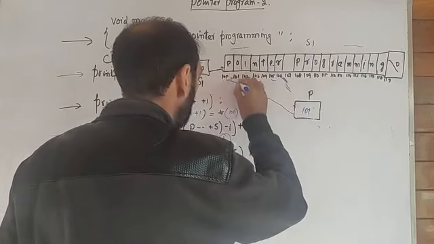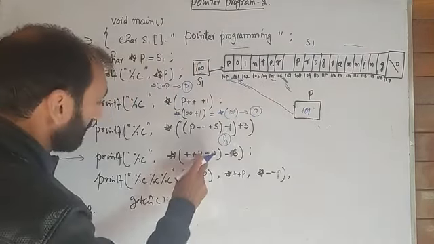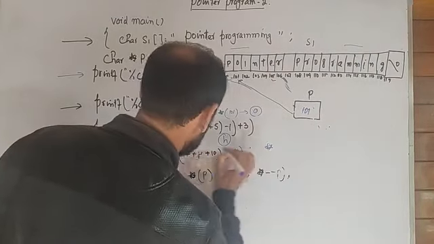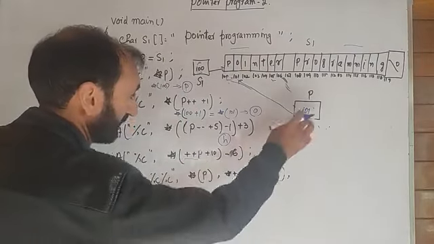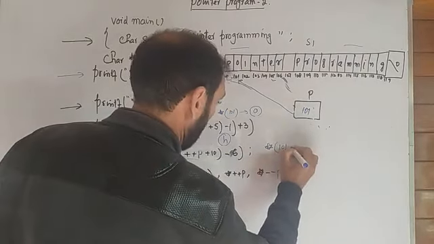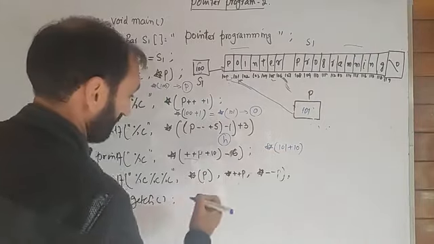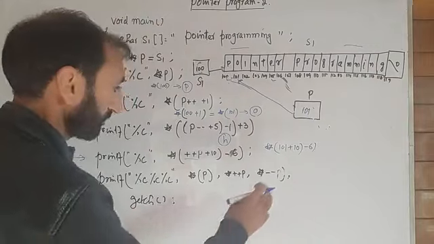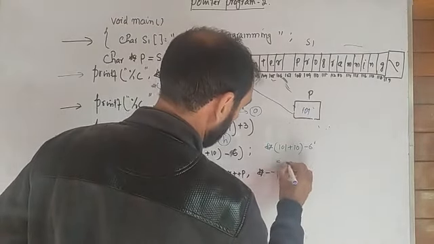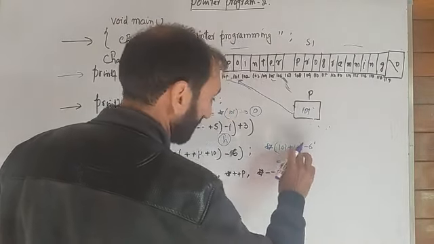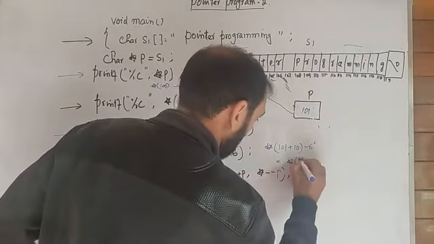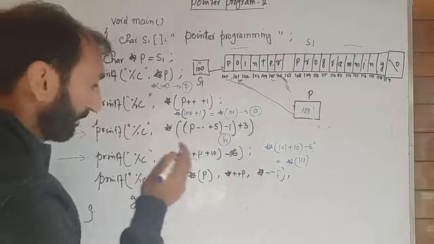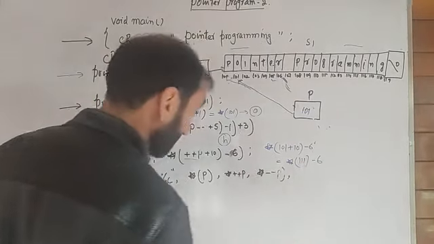Now it will point to 101 plus 10. First it will get incremented, that means 101 plus 10 minus 6. That implies 101 plus 10 equal to 111, minus 6.